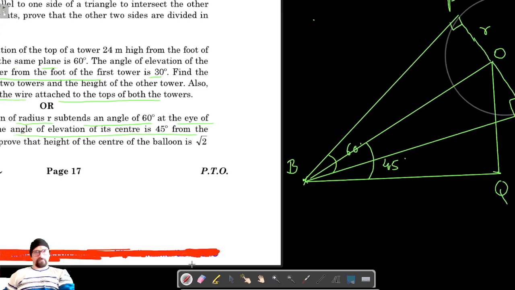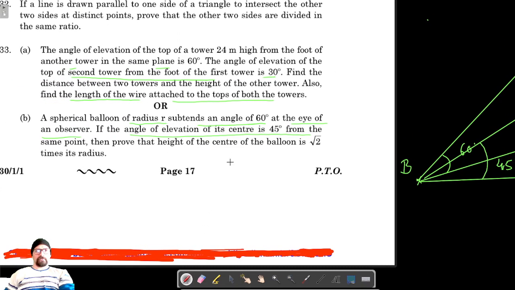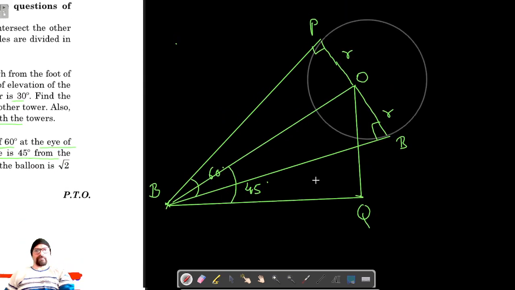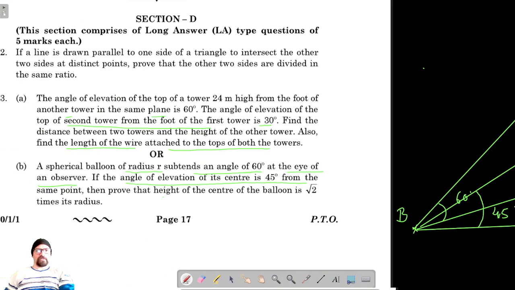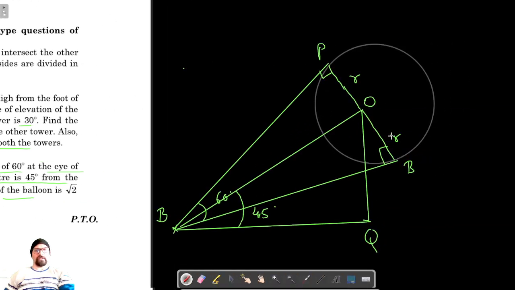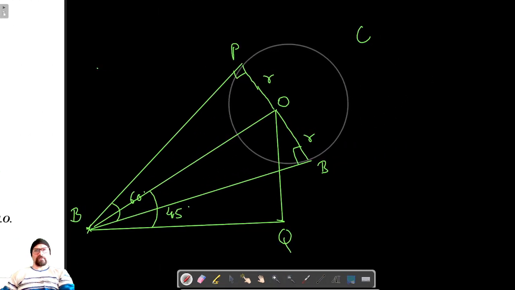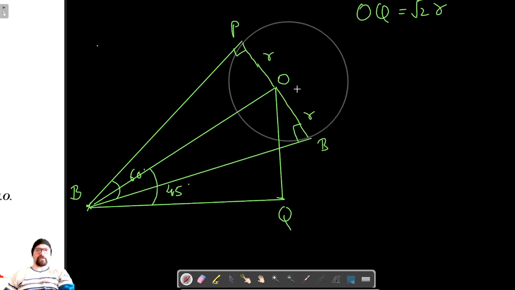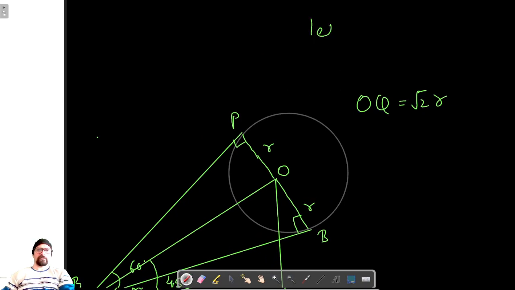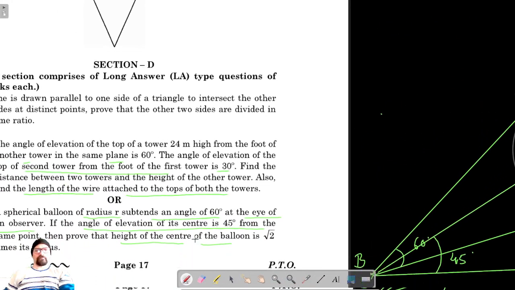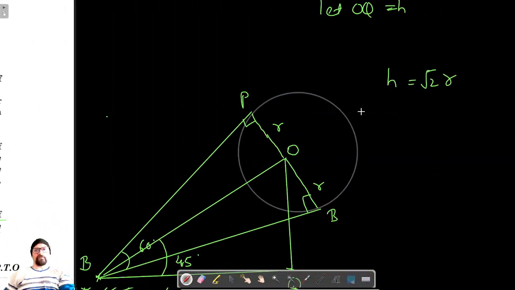This is how this question is represented as a diagram, and we have to show that the height of the center of the balloon, that is this OQ, is root 2 times R. So let's say OQ is equal to H. That means we have to prove that the height of the center of the balloon is root 2 times its radius. That's what we have to prove.